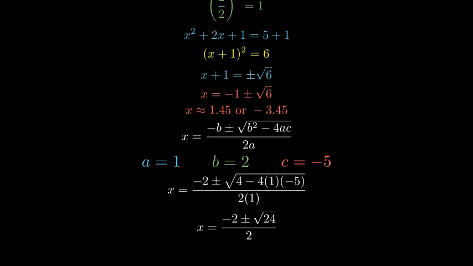The square root of 24 can be written as 2 times the square root of 6. This gives us x equals negative 1 plus or minus the square root of 6, which matches our answer from completing the square.